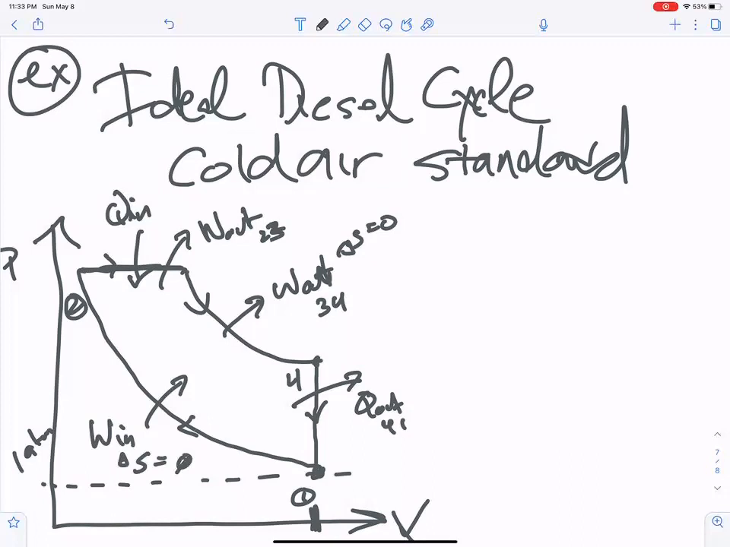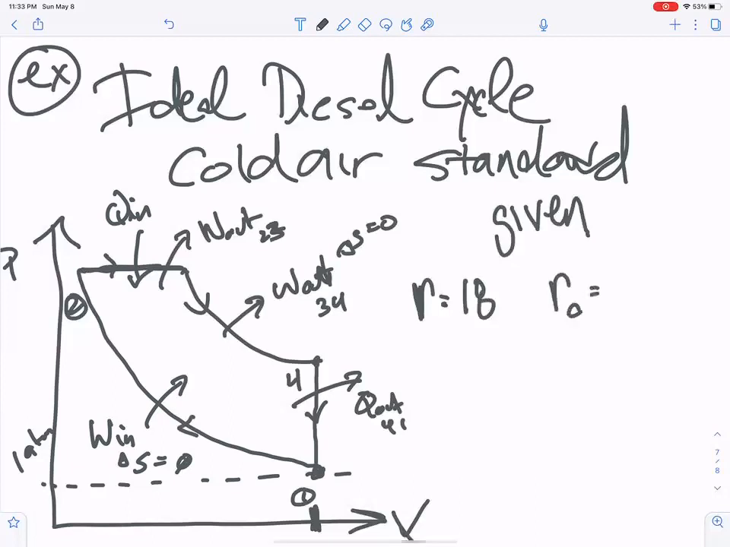Okay, so in this problem, let's say we are given that the compression ratio is 18 and the cutoff ratio is 2. And the bottom dead center, which is V1, is 0.8 liters. So this is the maximum volume seen in the cylinder. The volume doesn't go to 0 when it gets compressed, but it's the minimum when it gets compressed. But this is the maximum before compression.